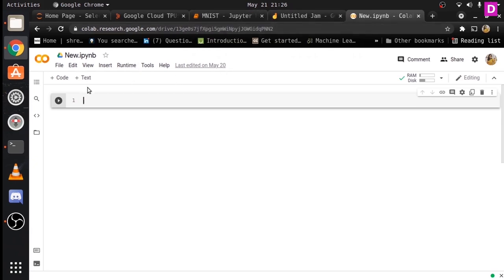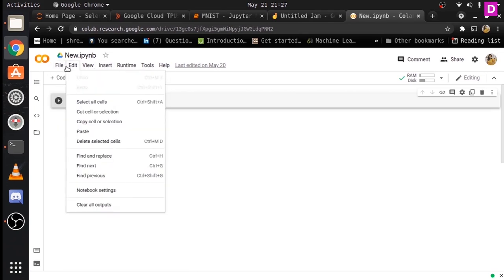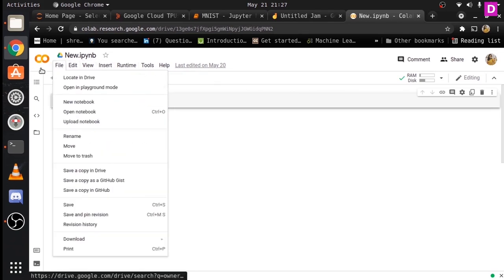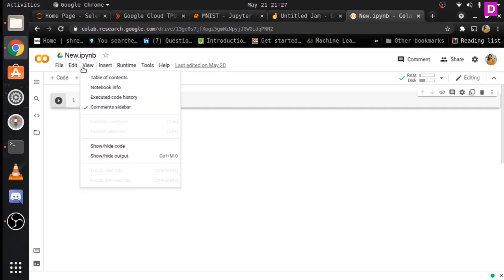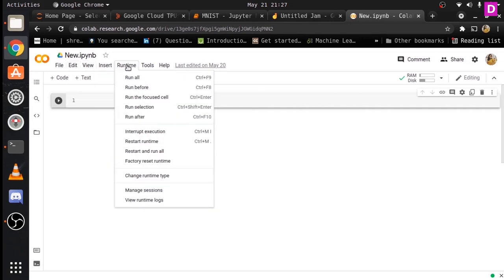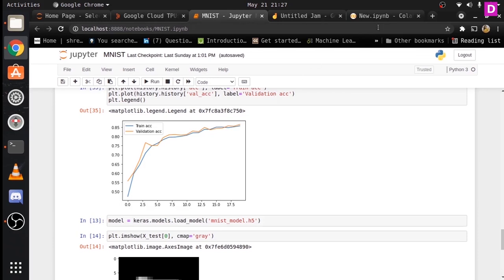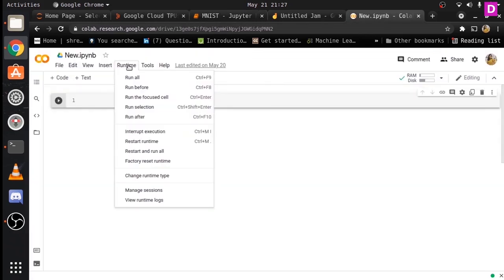For example, you have this option here. Other options are mostly the same as you can find in your normal Jupyter notebook. There are a few things I will explain, but most things are the same, like select cells, cut, copy, paste, then there are views and everything. But the interesting thing here that you don't have elsewhere is this runtime option. What runtime does is, if you say run all, obviously it will run everything. Interrupt execution: when a cell is running and you want to interrupt it, you can do that.